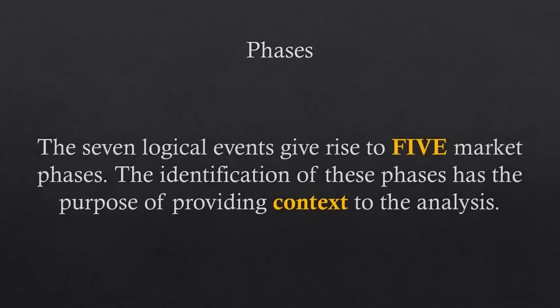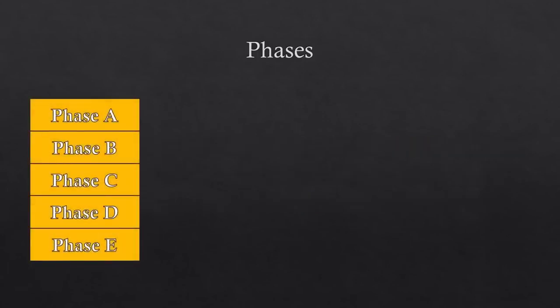The 7 logical events outlined by the Wyckoff method form 5 different market phases. The identification of these phases has the main goal of providing context for the trader. In other words, the trader who uses the Wyckoff method knows what to expect in each of the different phases, which is of great use because it narrows down the possibilities and makes the analysis more objective to a certain degree. There are 5 phases labeled from A to E in the Wyckoff method.